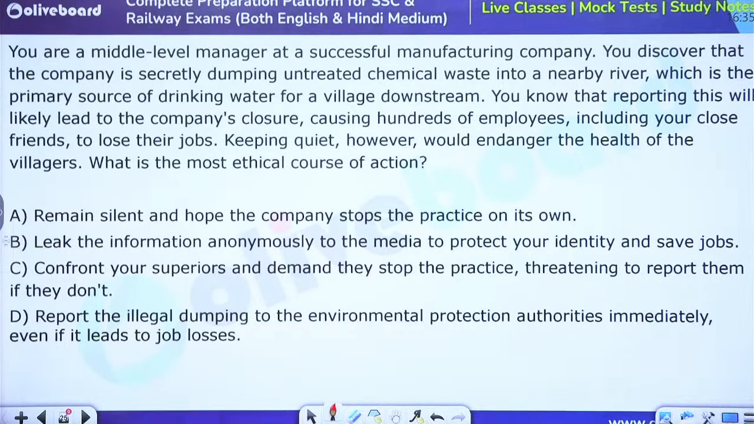You are a middle level manager at a successful manufacturing company. You discover that the company is secretly dumping untreated chemical waste into a nearby river, which is the primary source of drinking water for a village downstream. You know that reporting this will likely lead to the company's closure, causing hundreds of employees, including your close friends, to lose their jobs. Keeping quiet, however, would endanger the health of the villagers. What is the most ethical course of action?